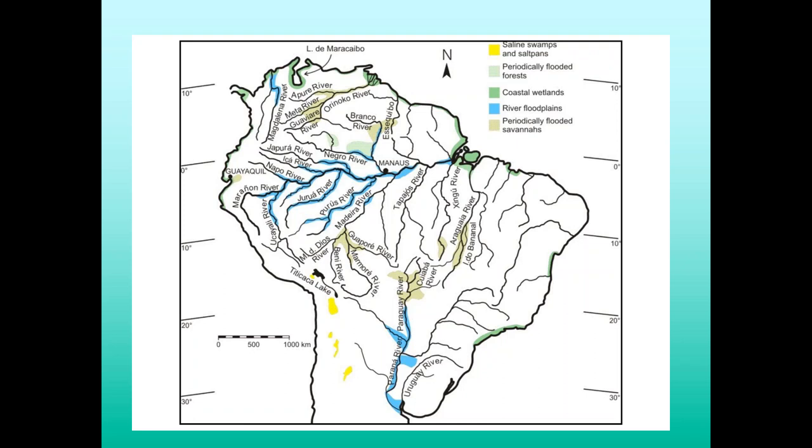As you can see on the map, South America is covered with a large number of wetlands of large extensions and different types. You have river floodplains, you have interfluvial wetlands, you have periodically flooded savannas, you have in the mountain region saline swamps, and so on.